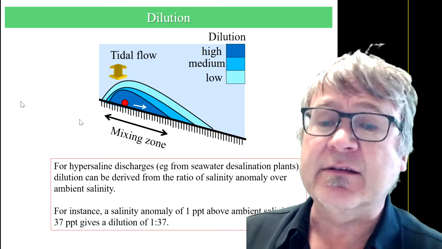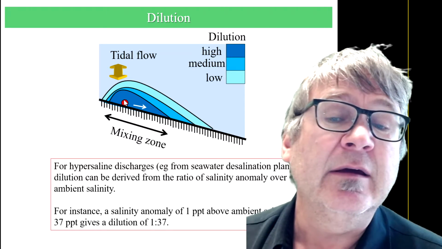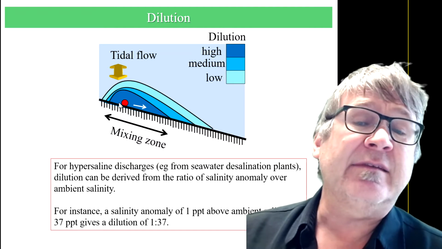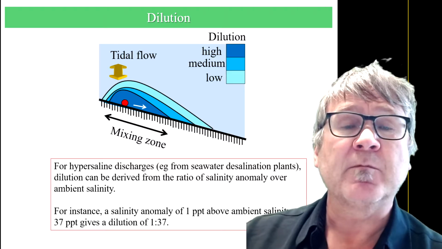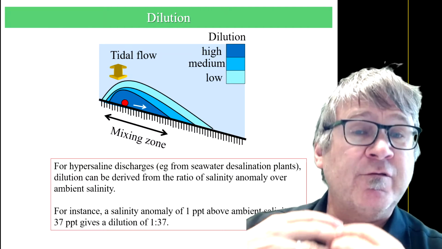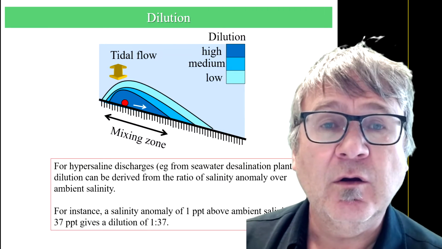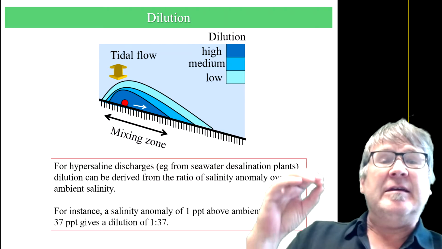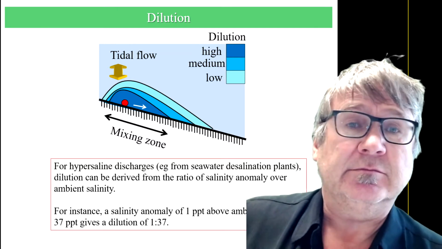But essentially what you get is an impact zone, okay, near the discharge location, and the concentration of your pollutant decreases away from the discharge point. So what do they discharge? They discharge brine, okay?